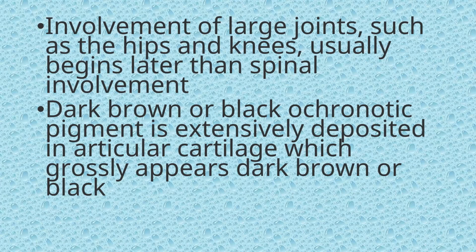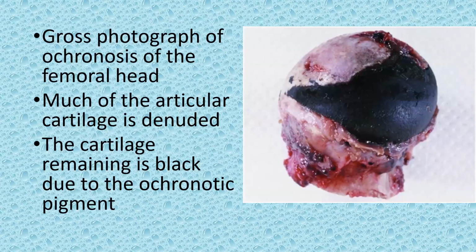This is a gross photograph of ochronosis of the femoral head. Look at the melanin-like pigment which is deposited. This gives the cartilage a brittle character, and it fragments and leads to degeneration, leading to osteoarthrosis. So much of the cartilage is denuded. The cartilage remaining is black due to ochronotic pigment.